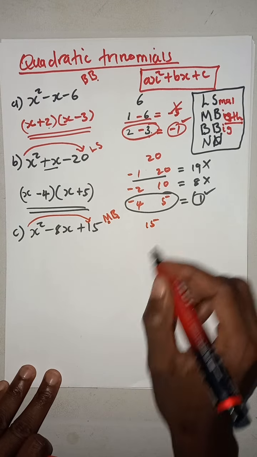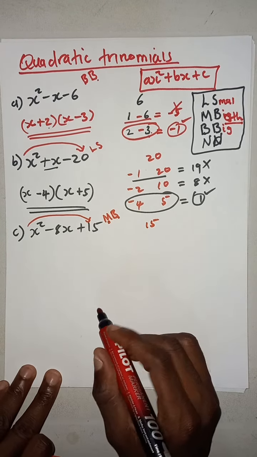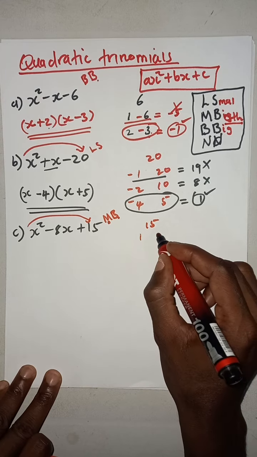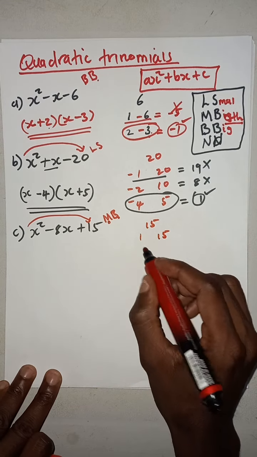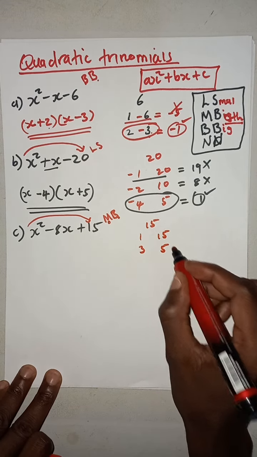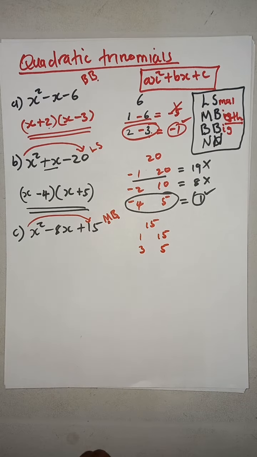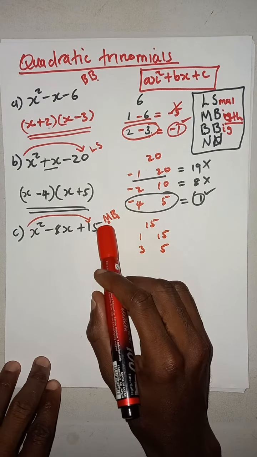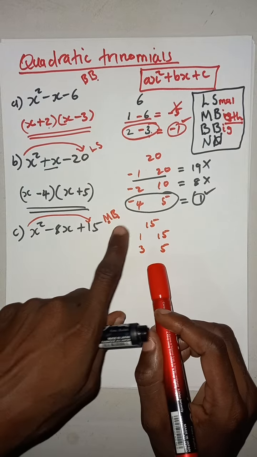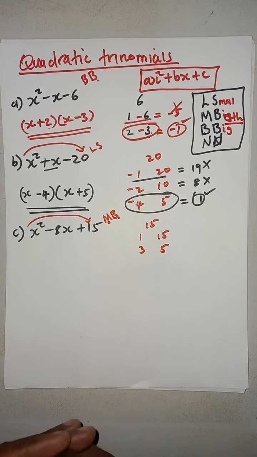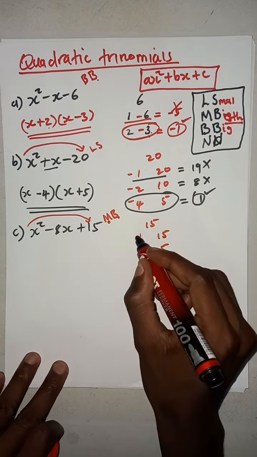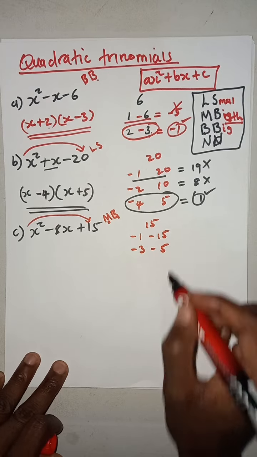It gives us 15. Two factors that will give us 15. That is 1 times 15. Next, 3 times 5. Let me not go very far. Since I'm going to apply MB, middle, both should have negative. It means I'm going to put both factors to be negative.